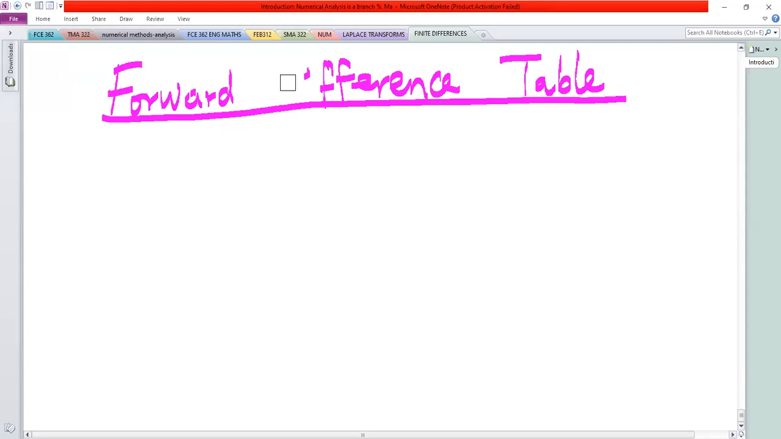So welcome to this class. In this session we discuss the forward difference table and draw a forward difference table to illustrate how we can use it to answer some questions. So, forward difference table.